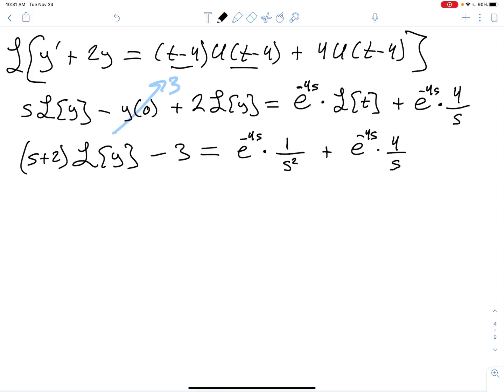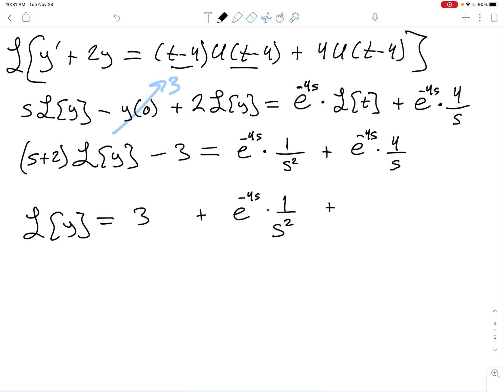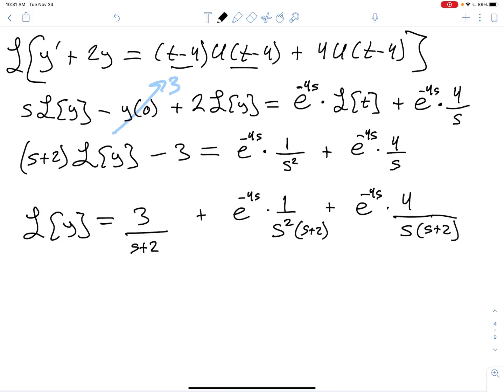Okay, so then L of y, what do we do to get that? We're going to add 3 to the other side, and then we will have to divide by this s + 2. So we add the 3 to the other side, and then we divide everything by s + 2. So we'll get 3 over s + 2. This will become s squared (s + 2), and this will become s + 2.